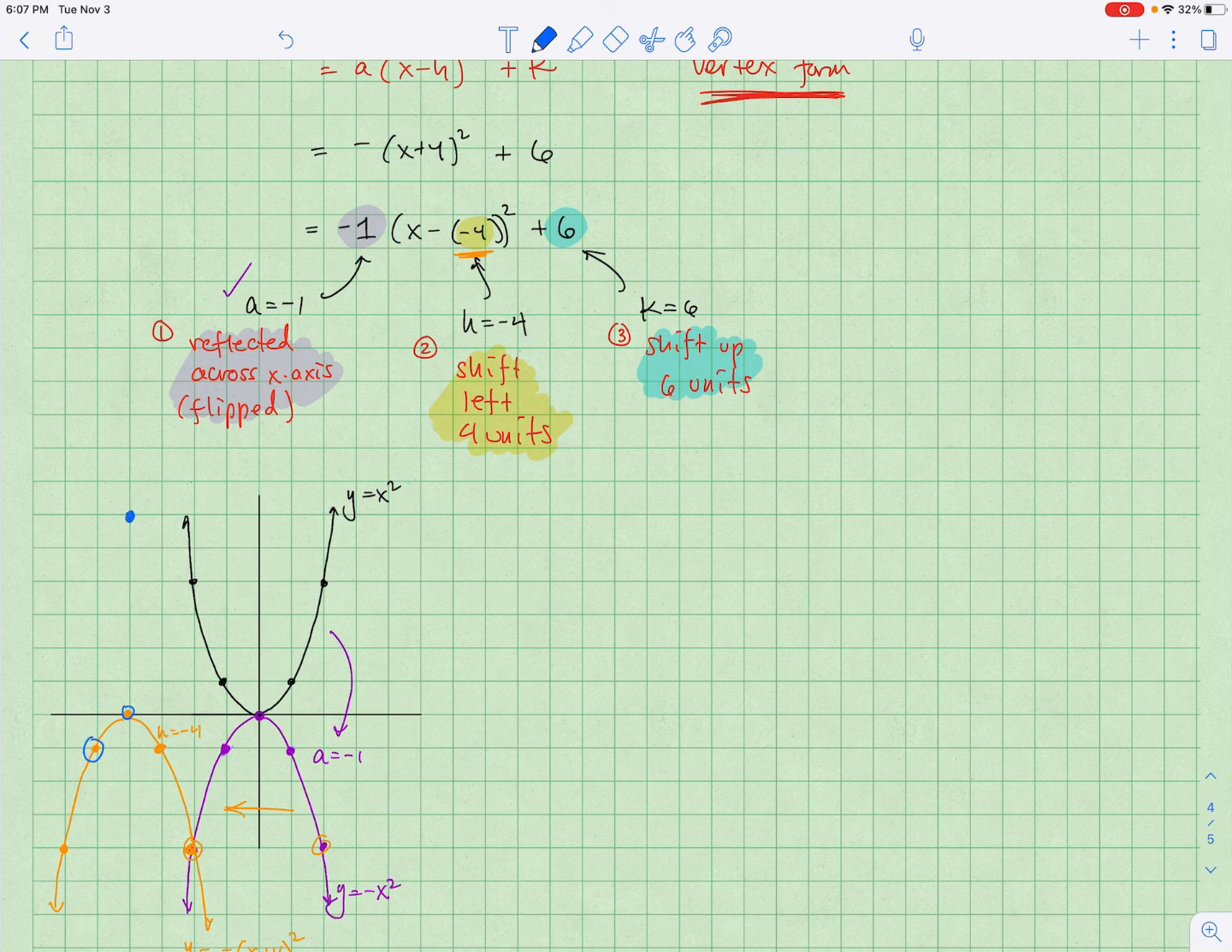And then I'll take this one and go 1, 2, 3, 4, 5, 6. And its counterpart, 1, 2, 3, 4, 5, 6. And these last two, 1, 2, 3, 4, 5, 6. And again, I will smoothly connect the dots in this parabola shape.